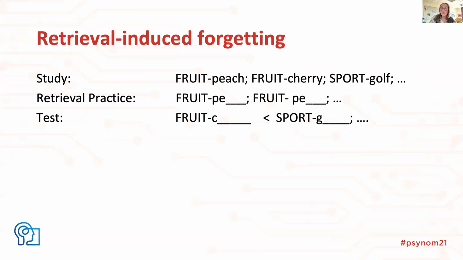Retrieval-induced forgetting is the finding that words related to practiced words, such as cherry in this example, are forgotten relative to a baseline of words drawn from categories that were never practiced, like golf here.